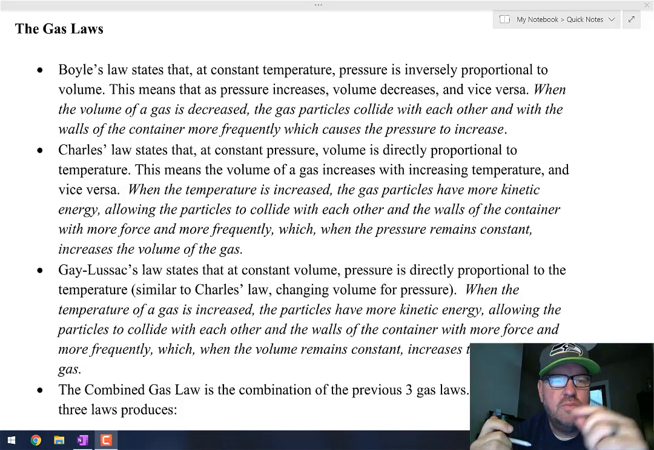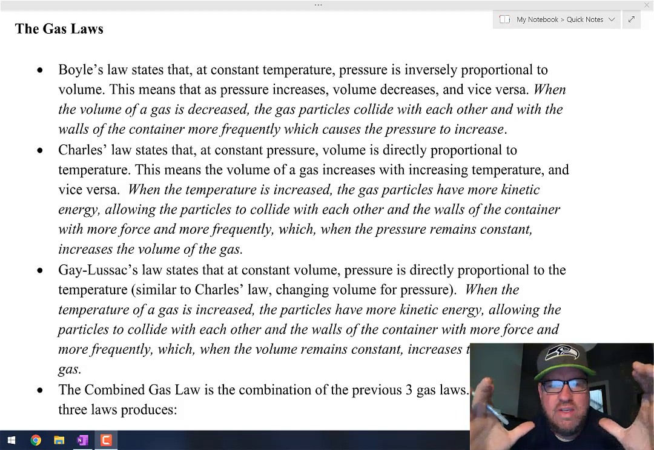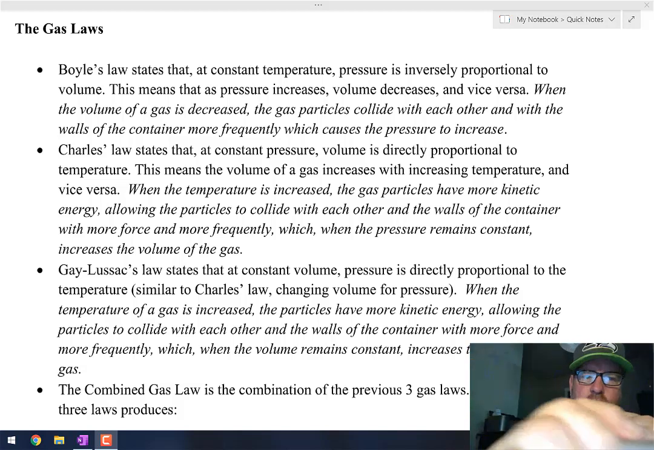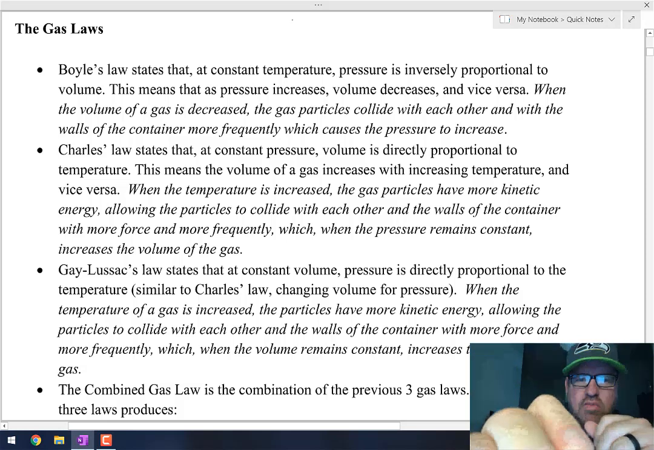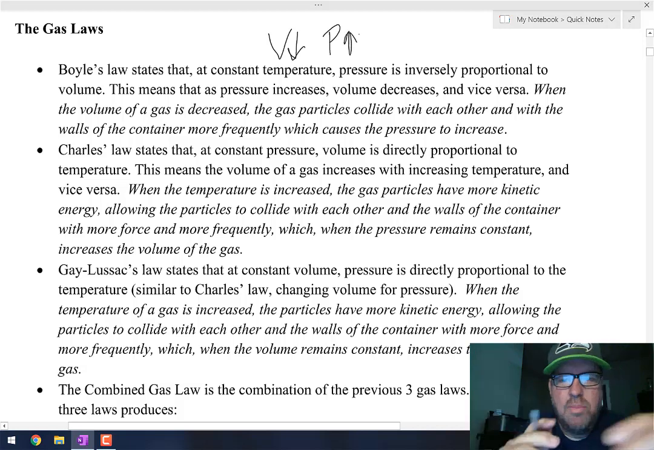So, in terms of, for example, the first one here, Boyle's Law. Boyle's Law tells us, and again, there's always a good way to think about these, that the pressure is inversely proportional to the volume. So that means that if you decrease the volume of a container, the pressure is going to go up, okay? So Boyle's Law basically says when the volume goes down, the pressure goes up, okay?